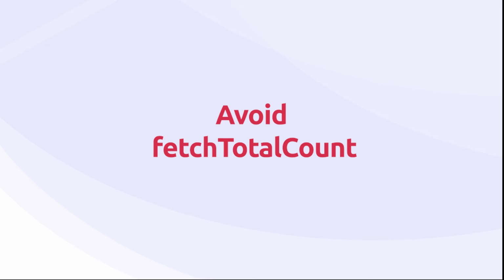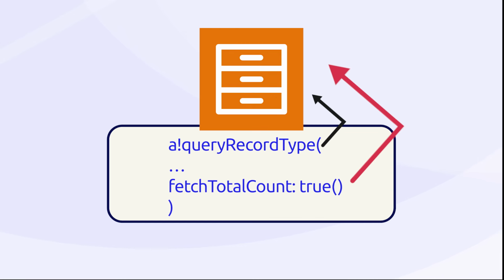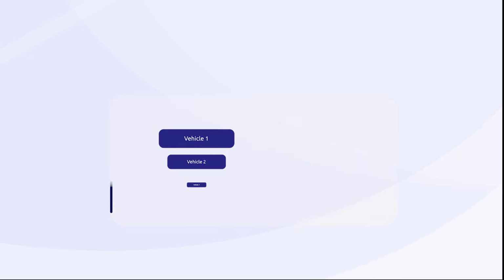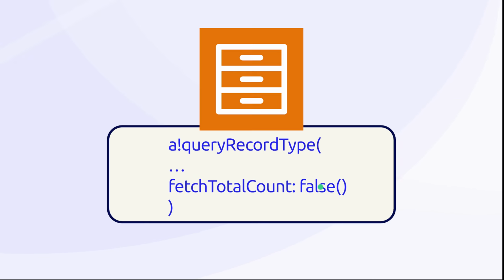And third, avoid an unnecessary fetch total count. In a!queryRecordType, setting fetch total count to true forces Appian to run a second query just to get the total number of records. If you don't need to show a message like showing 8 of 300 results, leave this parameter as false to save that extra trip to the record type.